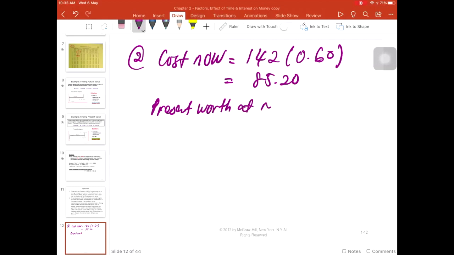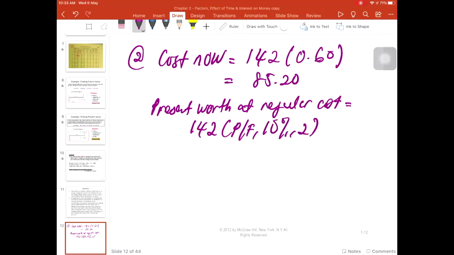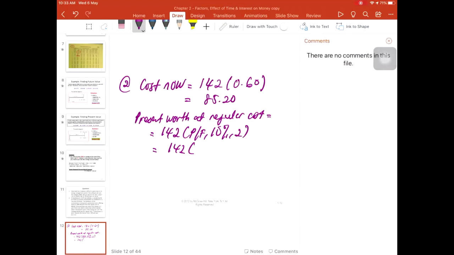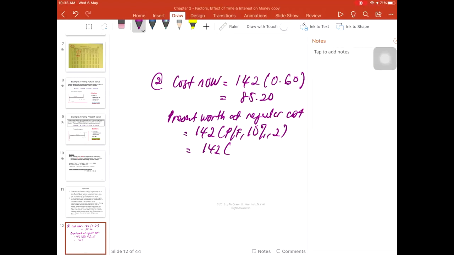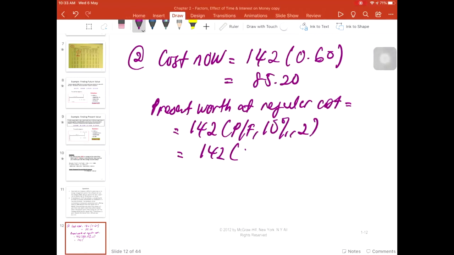And then the regular cost, 142 ringgit, waiting for 2 years. Refer to the table at the column PF. You will get 0.8264. Okay, you will get 117.35. But the question is about the present worth of saving.